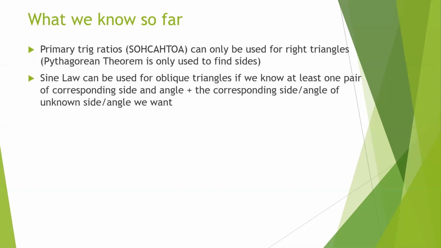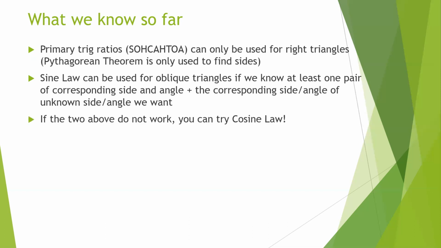Sine law, we then learned, can be used to find different sides or angles in an oblique triangle. But sine law is also a bit limited, because we need to know at least one pair of a corresponding angle and side. Plus, you need to know the corresponding side of the unknown angle, or the angle of the unknown side, that you want to find.